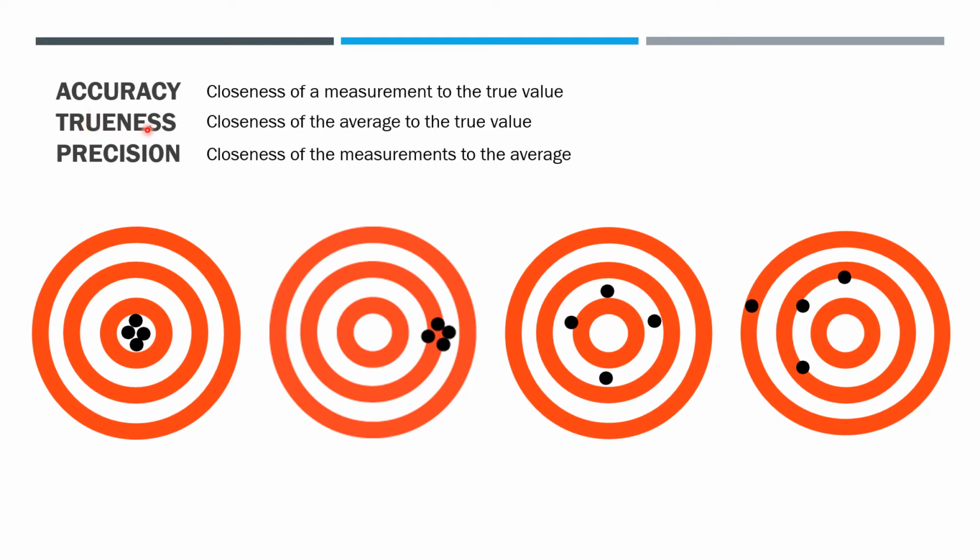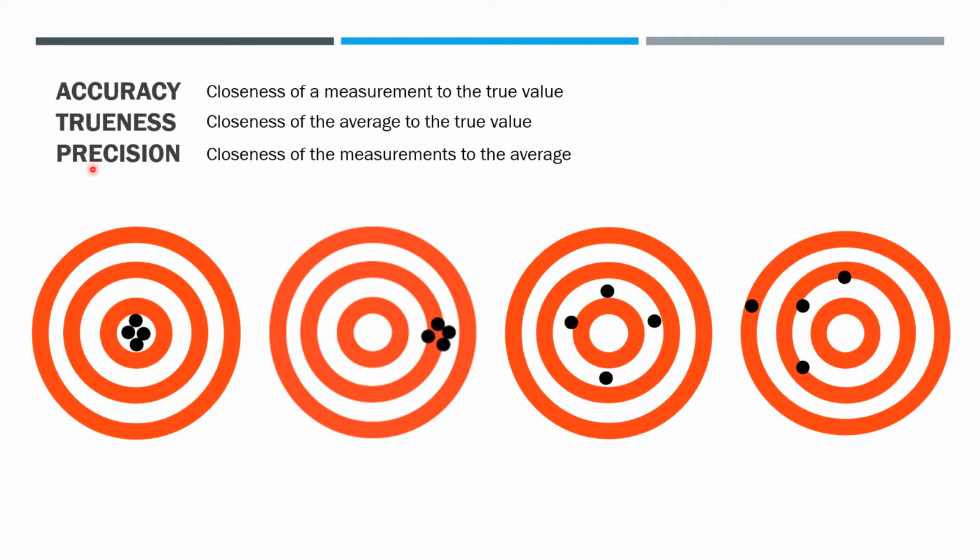Now, very often we don't have a single piece of data. We've got a whole set of it, and we want to describe how good the whole set is. So instead of looking at the difference between the measurement and the true value, we look at the difference between the average of all the measurements and the true value. That's called the trueness.